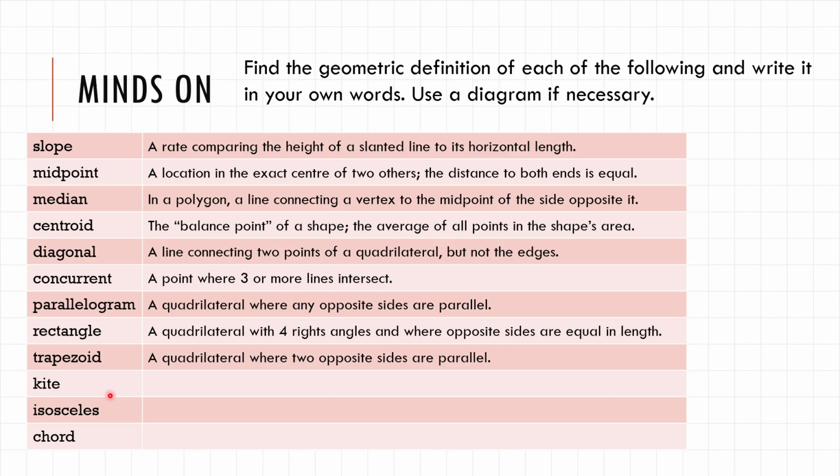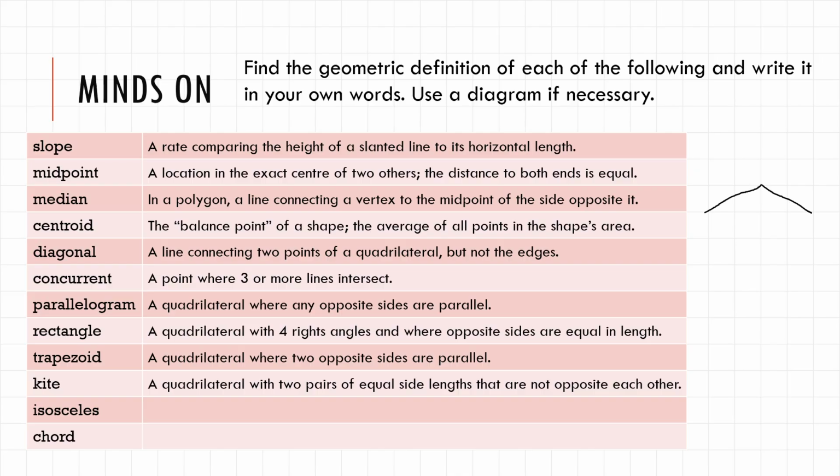A kite is a quadrilateral with 2 pairs of equal side lengths that are actually not opposite each other. They're adjacent to each other. So I might draw a kite somewhere like this, like these 2 sides right here. They have the exact same length, and the other 2 sides also have the exact same length, but they are not opposite each other. Instead, they are touching each other, or they are connected at one vertex.